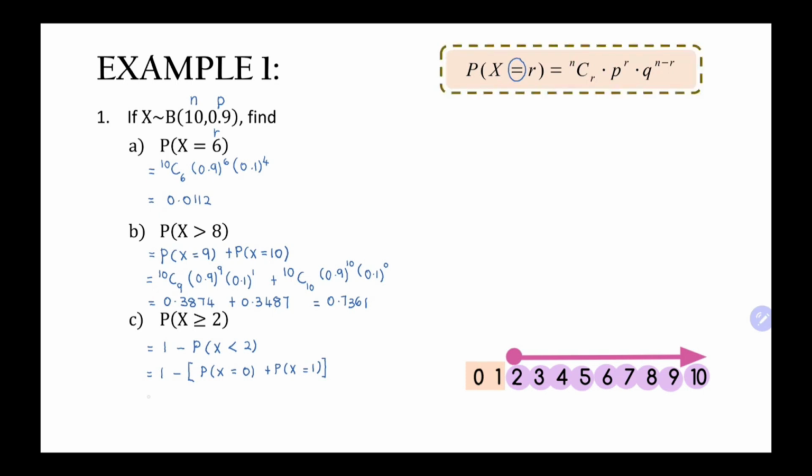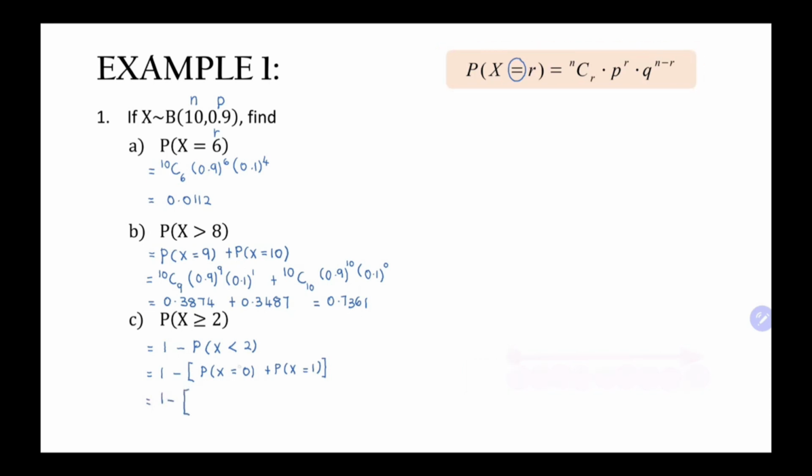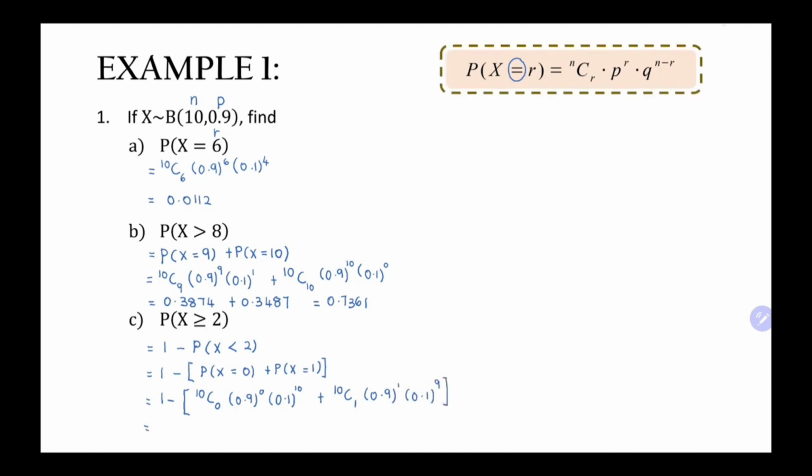Okay, then we calculate, we get 1 minus, we use formula nCr since this one is an equal sign. So our n is 10C0, 0.9 power of 0 times 0.1 power of 10. We plus 10C1, 0.9 power of 1 and 0.1 power of 9. Then we get answer 0.9999. We take 4 decimal places.